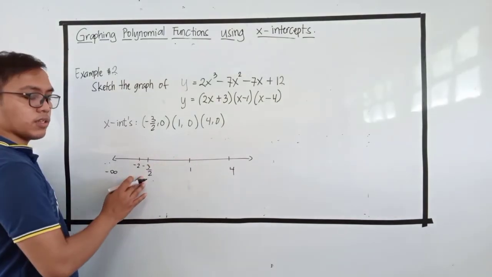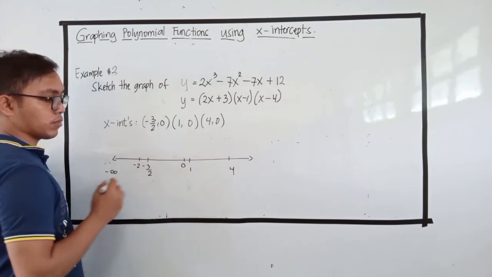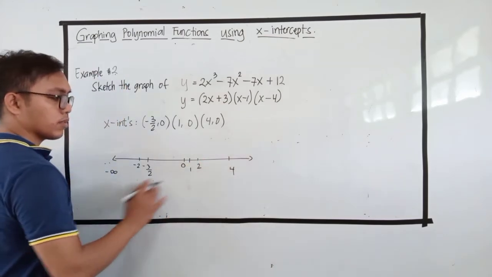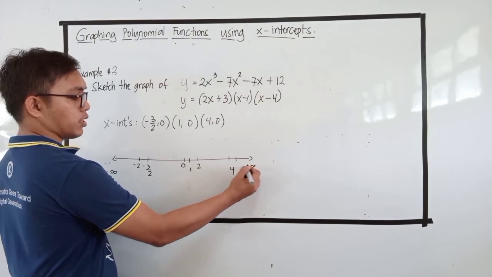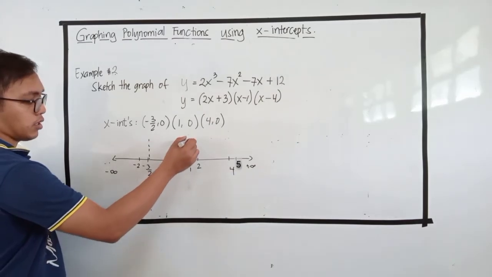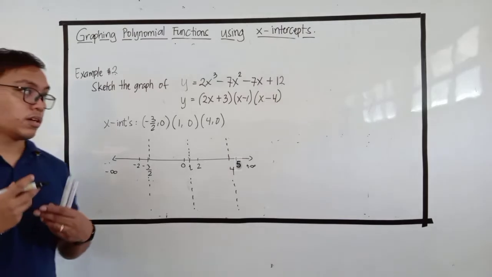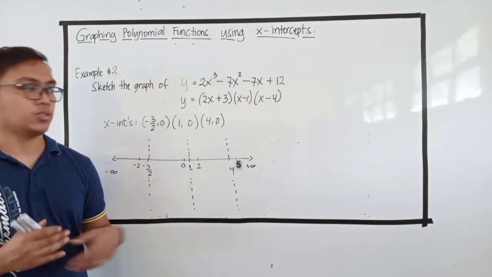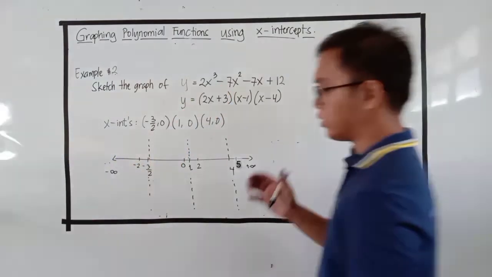Between 1 and negative 3 over 2, the nearest here we can use 0. And here we can use 2. And here on the right side, up to positive infinity, we can use 3. So let us now plot the trend of our graph. Let's substitute. It's much better to substitute on the factored form rather than the standard form.